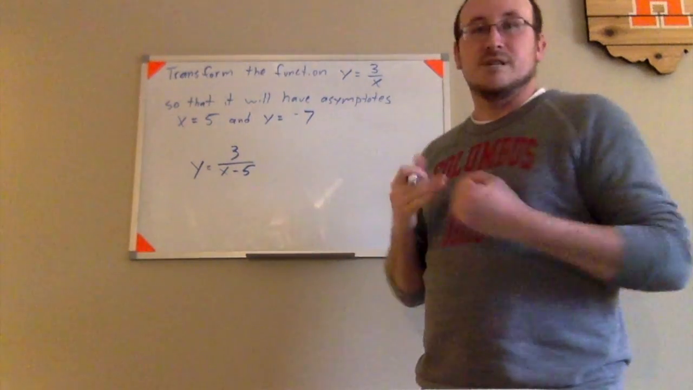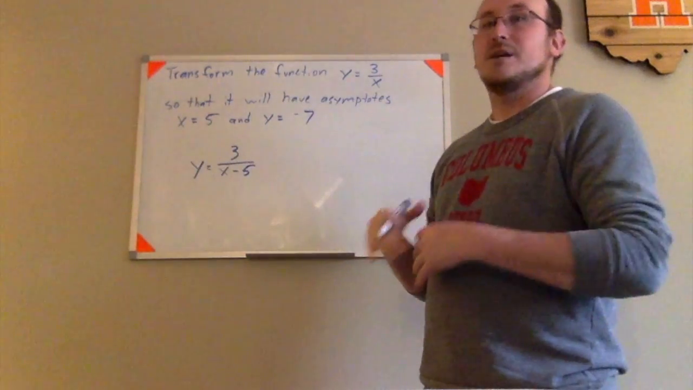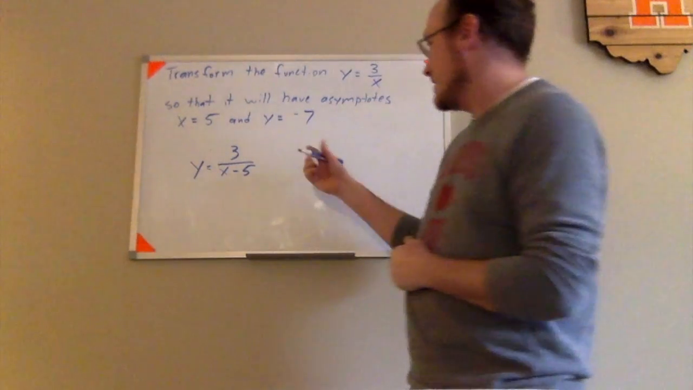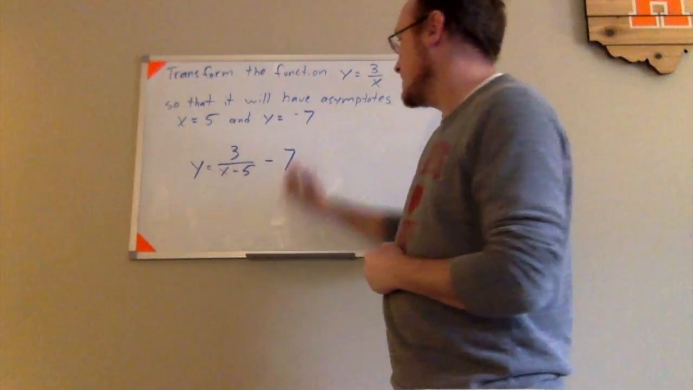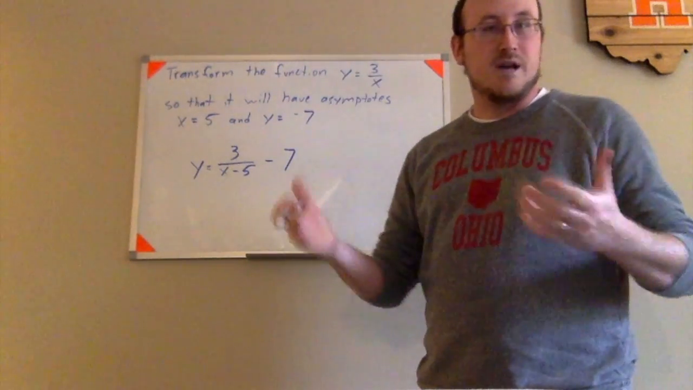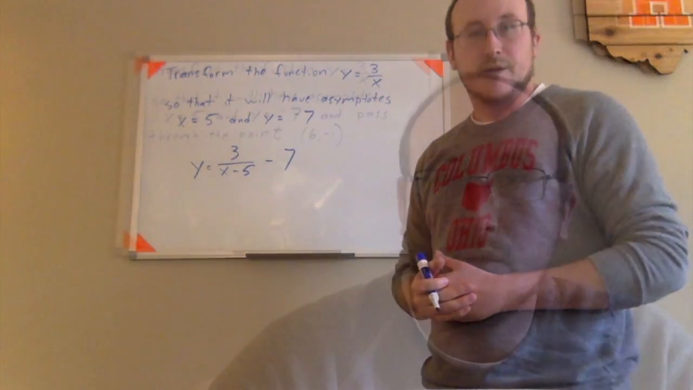Now, we need to move it down to make this horizontal asymptote go from y equals 0 to become y equals negative 7. So just to move this thing down 7 units, I just need to subtract 7. And I've created a new function that took the original given function, y equals 3 over x, and transformed it so that it will have these given asymptote lines.